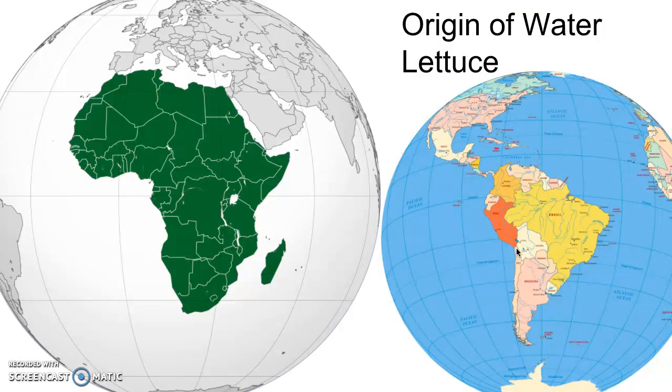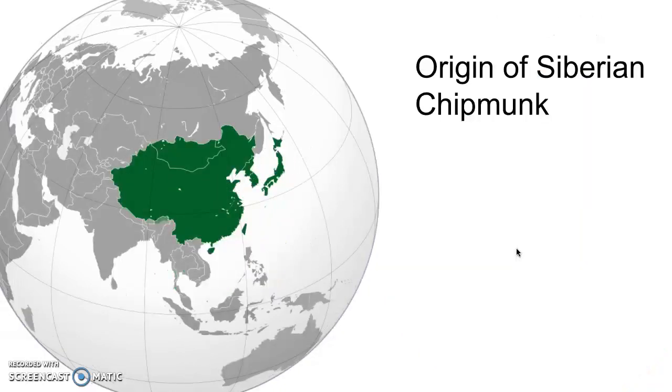Origin of water lettuce. So water lettuce originated from Africa or South America. And origin of Siberian chipmunk. The Siberian chipmunks are native to Eastern Asia.